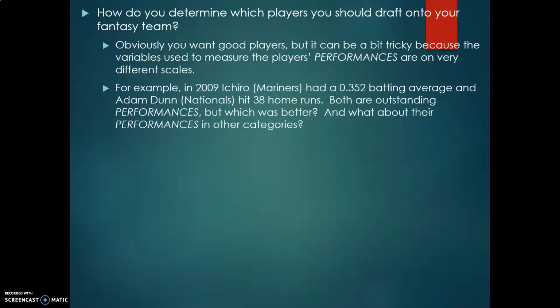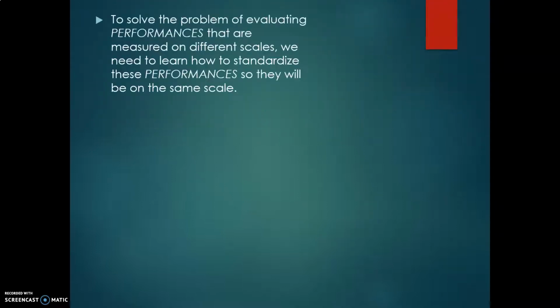To do that, we're going to look at 2009. Ichiro for the Mariners batted .352, and Adam Dunn for the Nationals hit 38 home runs, which were both outstanding performances. But in the world of fantasy baseball, which one of them was better? We need to standardize this. We need to look at how we can compare their performances to everybody else's performances in the league to see which one is better. We need to get them all on the same scale.